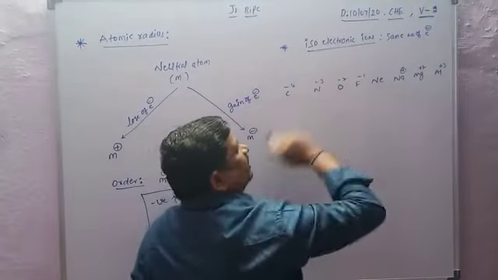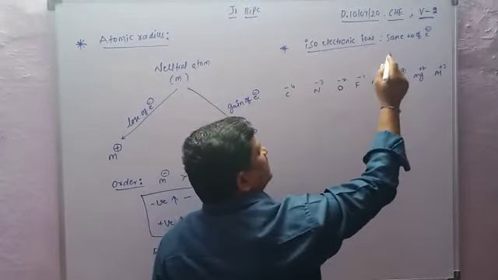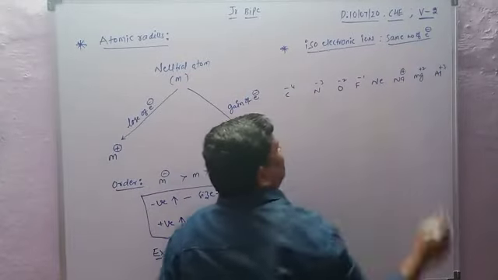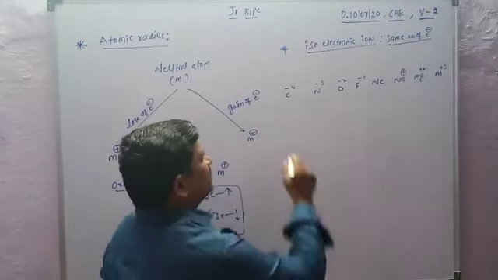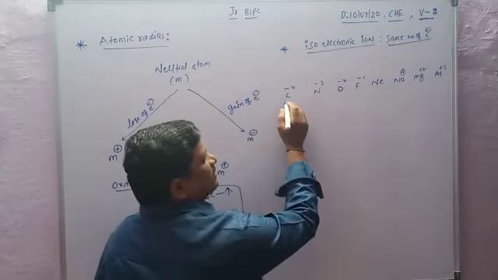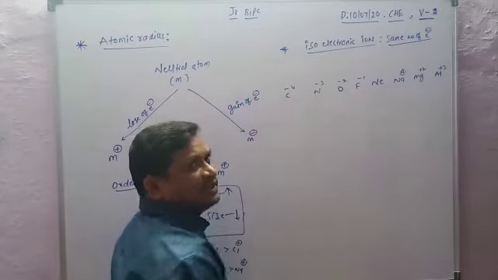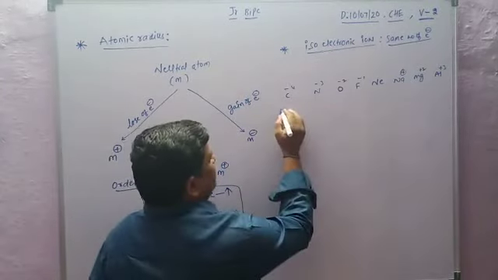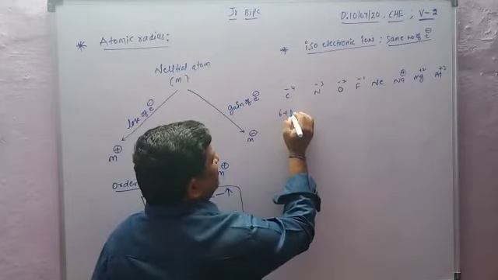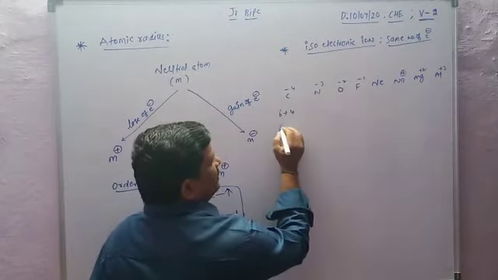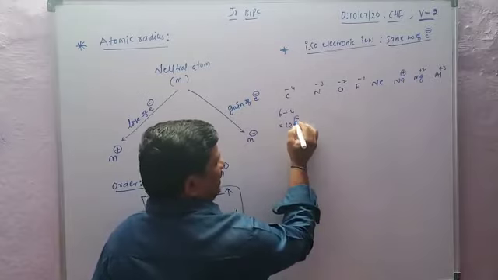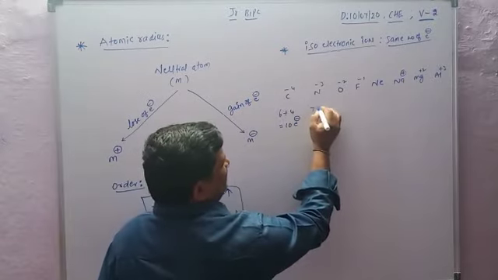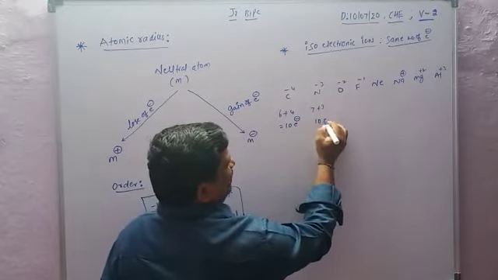Isoelectronic species means the species having the same number of electrons. Take C⁴⁻: carbon has atomic number 6, so it has 6 electrons. Plus 4 means it gains 4 electrons, giving 10 electrons. N³⁻ is 7 plus 3, equal to 10 electrons.